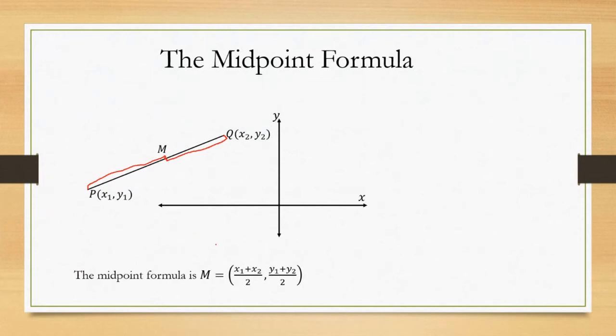What's nice is that there's a formula. Here's the formula down here, it's on the slide already. Essentially, you're taking the average of the x coordinates of P and Q: you're adding them up and dividing by 2. Same thing with the y coordinates. That's really what the midpoint formula is.